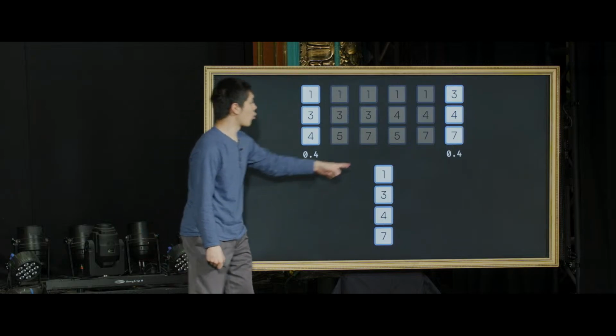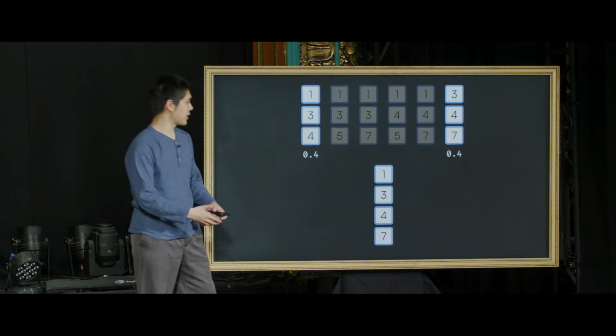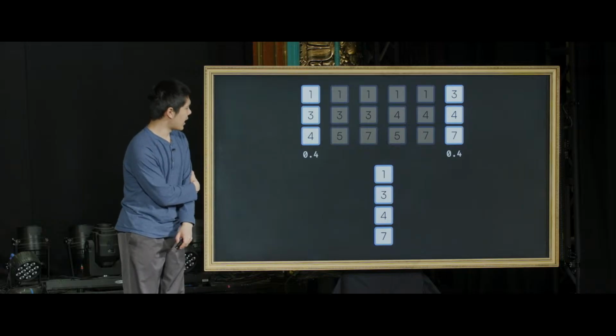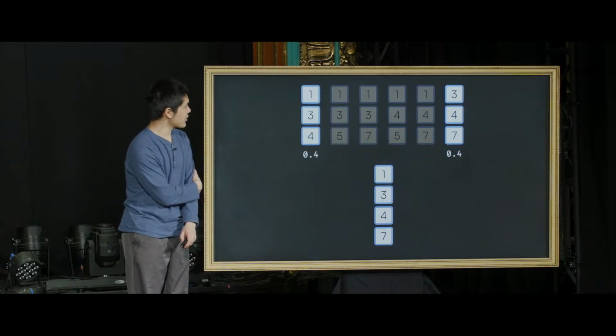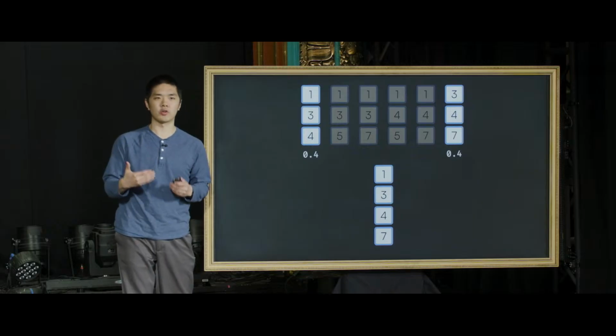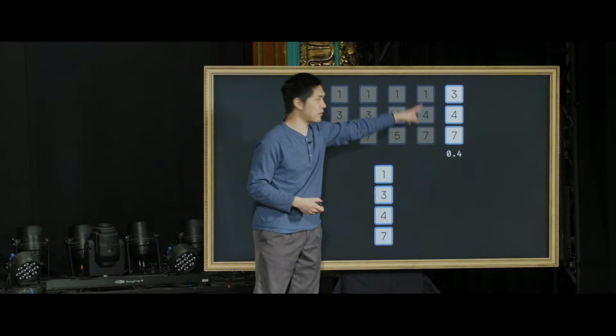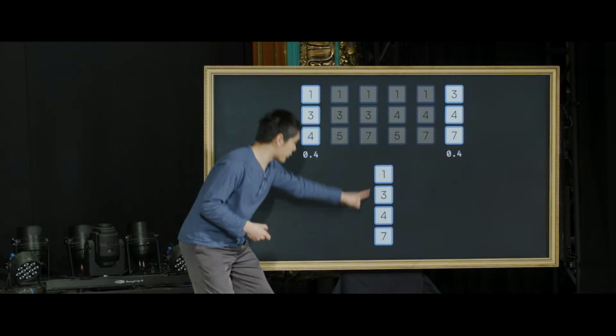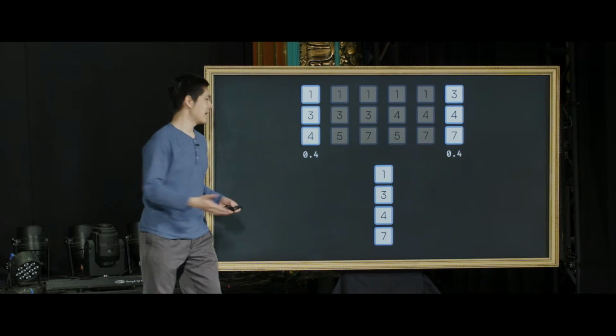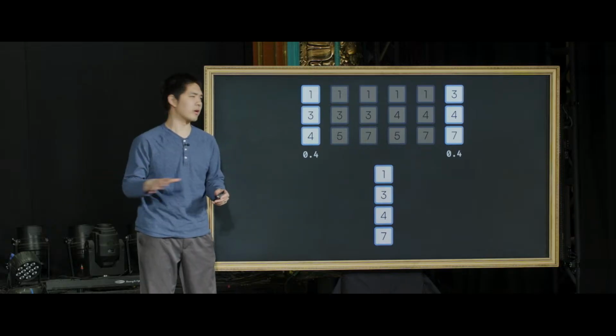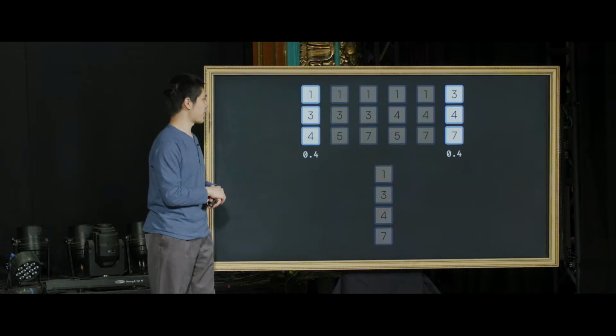Well, we could form 1, 3, 4, and 7. That's a set of 4. But is it going to be frequent? And I think we could safely say that it's not going to be frequent. Because if we know that 1, 4, and 7 is not frequent, there's no way 1, 3, 4, and 7 is going to be frequent. And so this set of 4 we can safely ignore. It's not going to be a frequent item set.